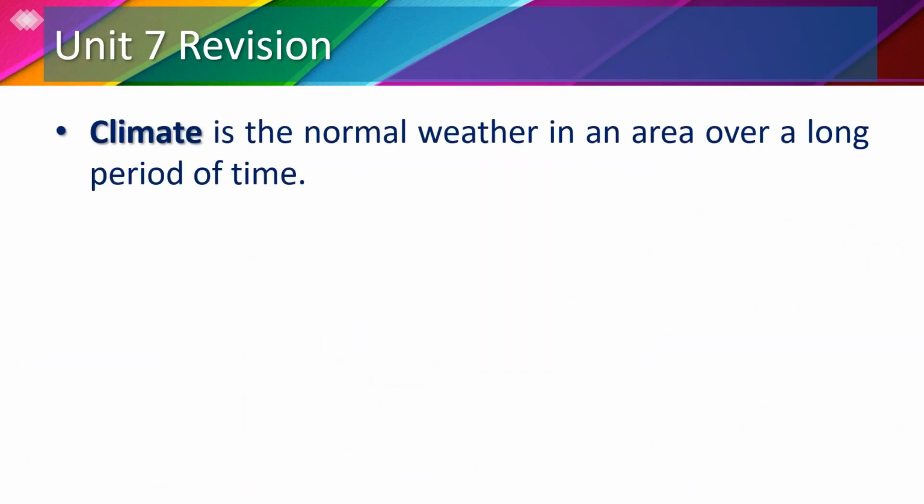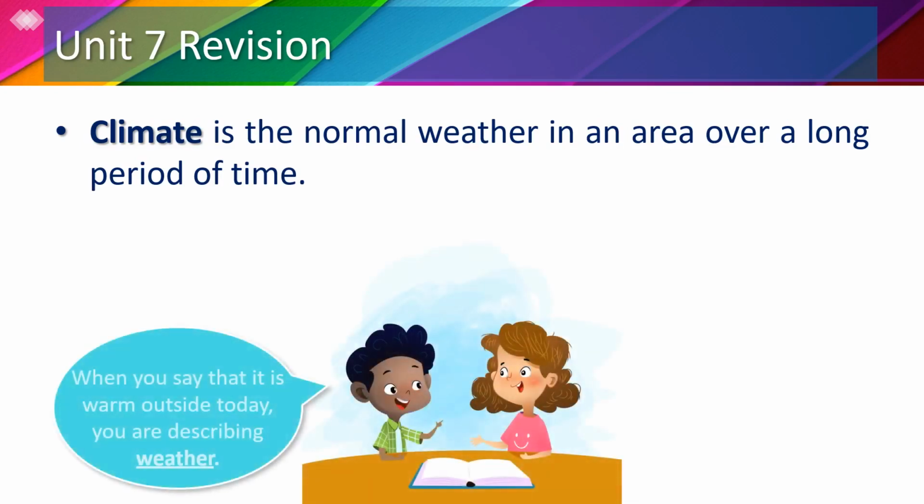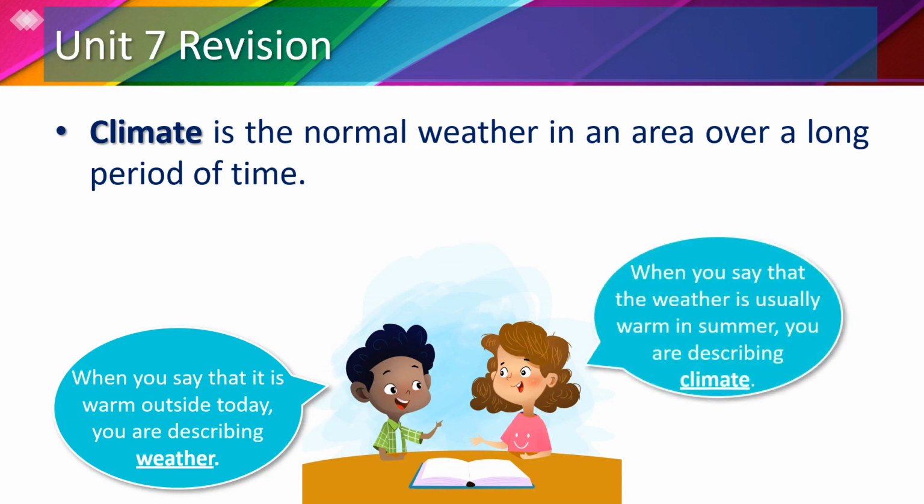Climate is the normal weather in an area over a long period of time. When you say that it is warm outside today, you are describing weather. But when you say that the weather is usually warm in summer, you are describing climate.